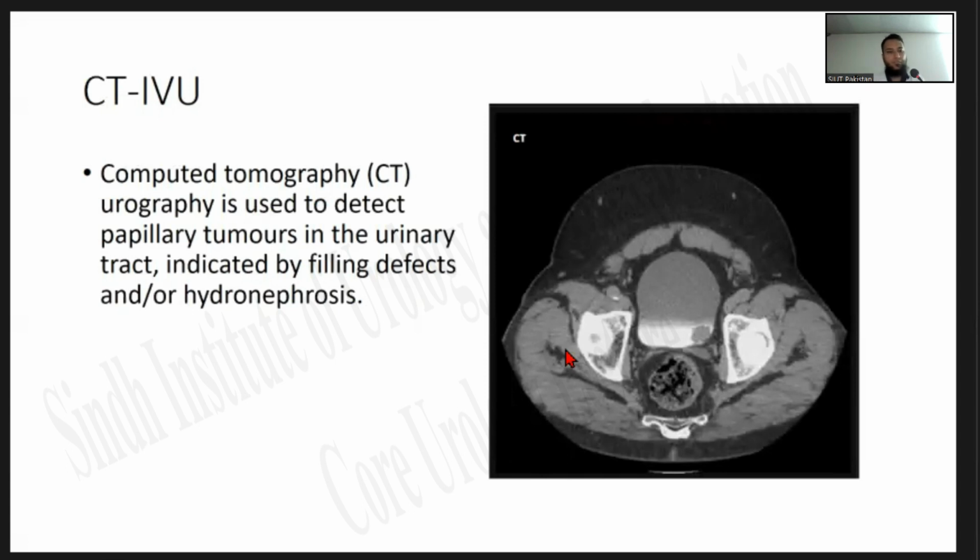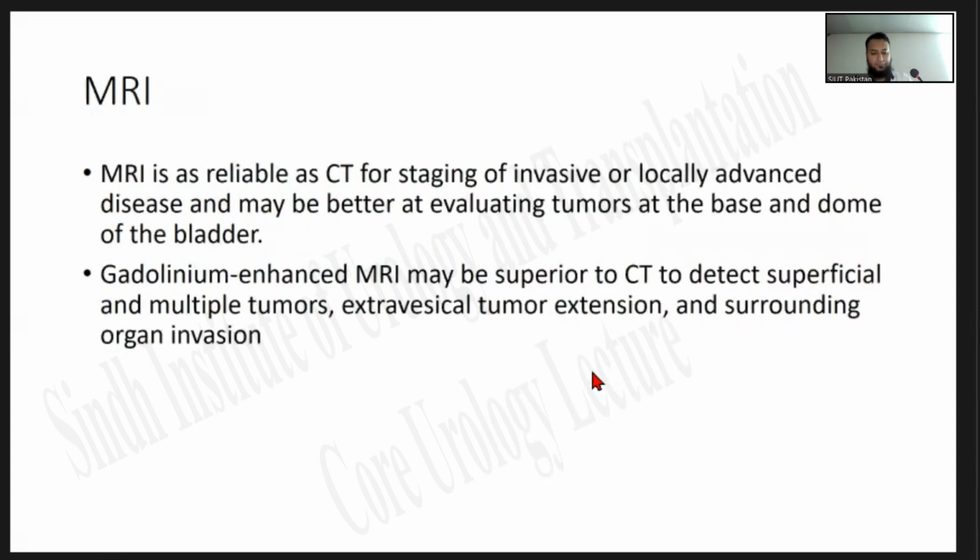CT urography is used to detect papilloma in the urinary tract and indicate filling defects, any hydronephrosis, and the extent of the bladder cancer. If the patient is suffering from carcinoma in situ, the CT scan finding may be normal, because carcinoma in situ does not have any projections, so you may miss carcinoma in situ on CT scan.